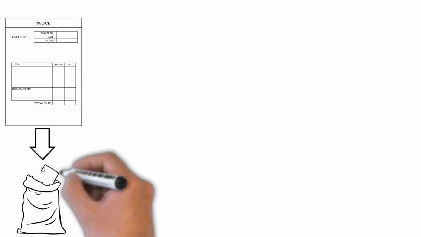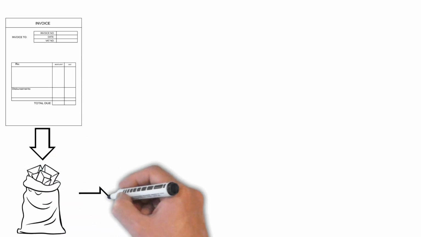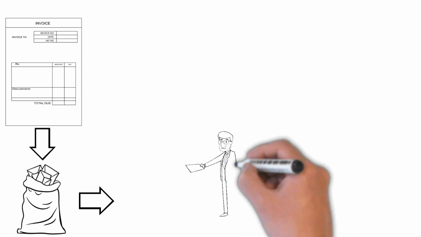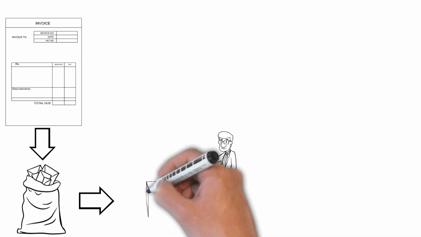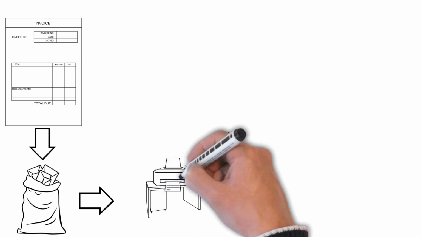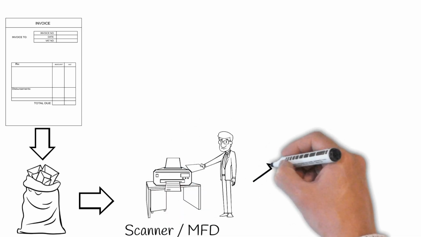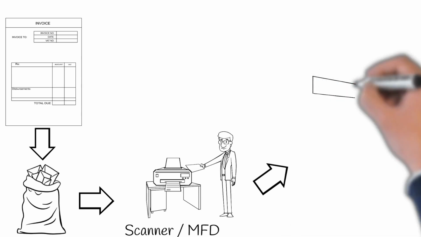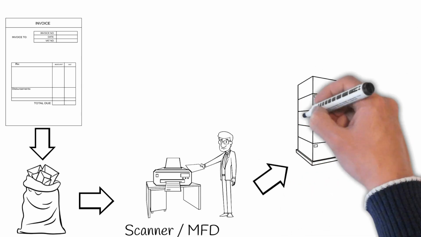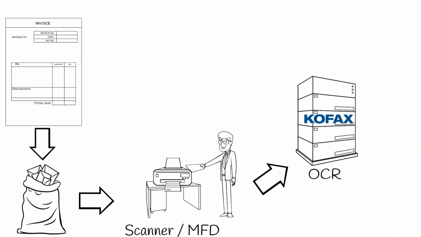Invoices can arrive via various methods, and some may still arrive by US mail. For those invoices, a human has to place them on a device to digitize them, such as a scanner or multifunction device. Once processed, the device submits the invoice image to be read to the Kofax solution, which utilizes OCR, optical character recognition.